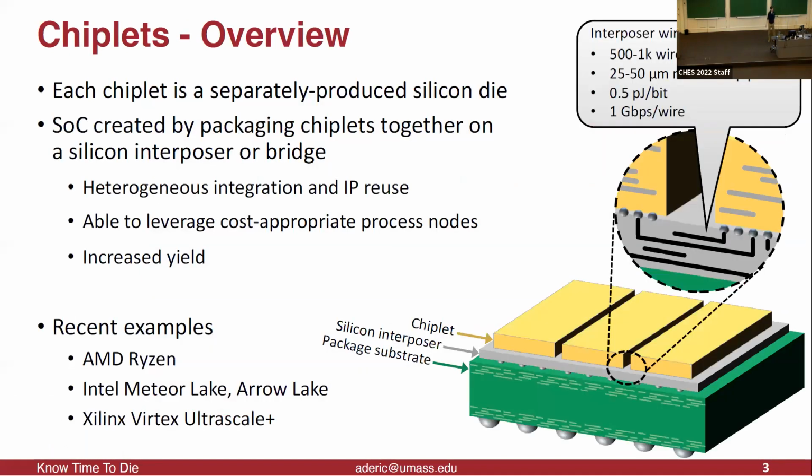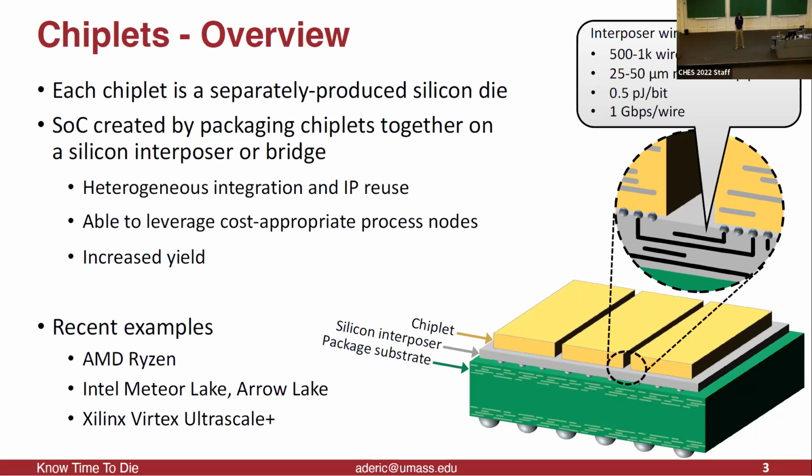So what is a chiplet? A chiplet is basically just a separately produced silicon die. What you would do is take multiple dies and put them together on a silicon interposer to create a larger system. The benefits of this are many. One of the main benefits is that if you're trying to build multiple systems, you can mix and match chiplets. Likewise, because each chiplet is produced separately, you can use cost-appropriate nodes for each one of them. What it all boils down to is that now your yield goes up, which essentially means that you're making more money.